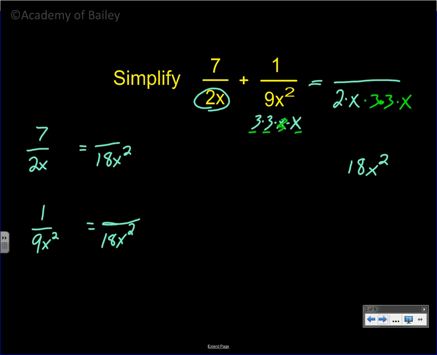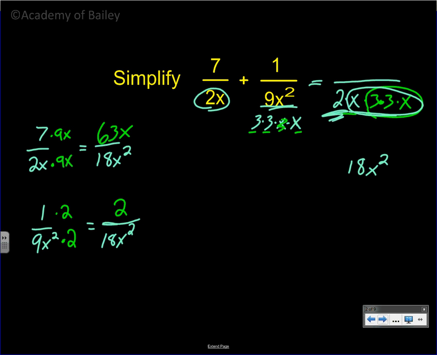So what did we have to multiply 2x by to get 18x squared? If you look, here's 2x, so we multiplied it by 3 times 3 times x, which was 9x. So then you have to multiply the top by 9x to get 63x. And what did you have to multiply 9x squared by to get 18x squared? Well, you multiplied it by 2. You have to multiply 9x squared by 2. So you multiply the top by 2, which 1 times 2 is 2.